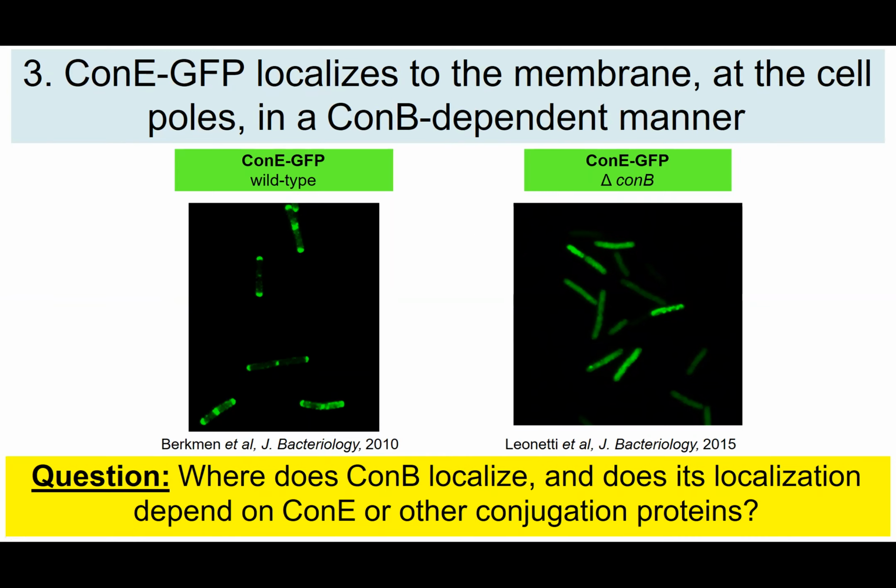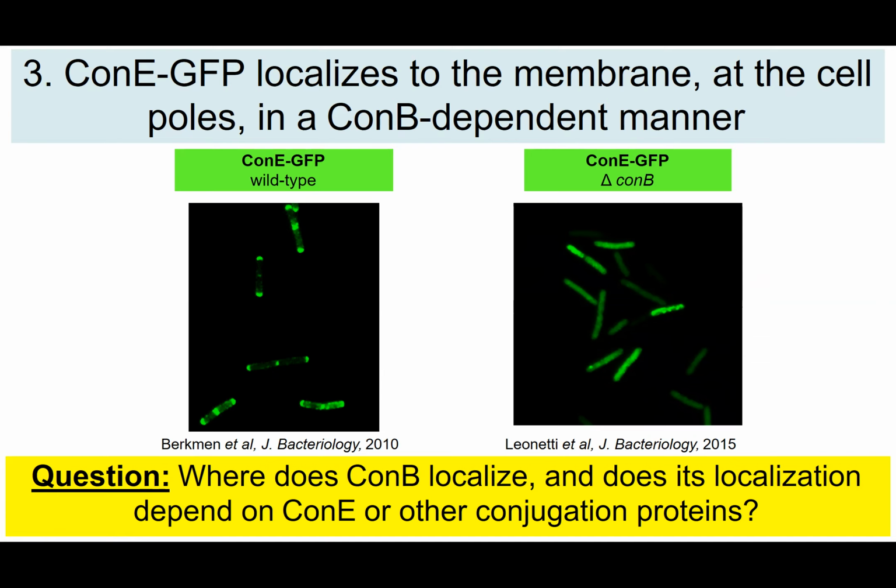Previously, our lab has found that ConE-GFP localizes to the cell membrane, predominantly at cell poles. The localization is also ConB-dependent, as shown here on the left. The wild-type ConE-GFP is able to localize to cell poles. Next, I constructed a ConE strain with deletion of the ConB gene. On the right, we see the ConE-GFP in absence of the ConB gene localized throughout the cytoplasm.